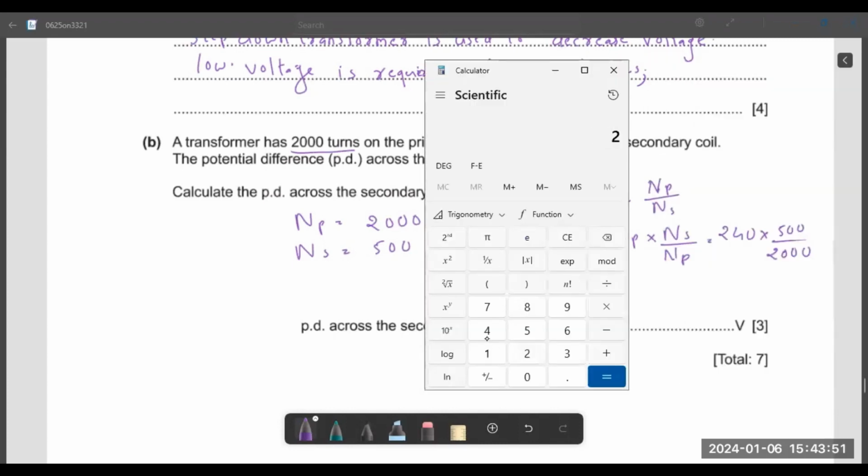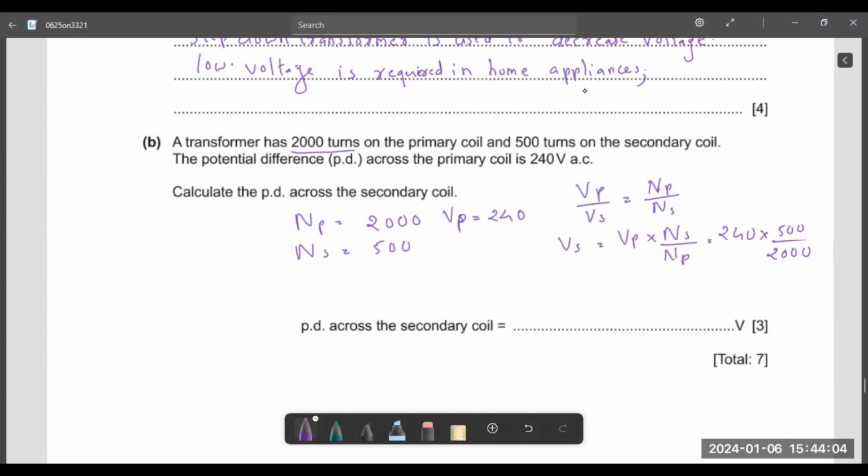It is 240 into 500 by 2000, that is 60. So the potential across the secondary coil is 60 volt.